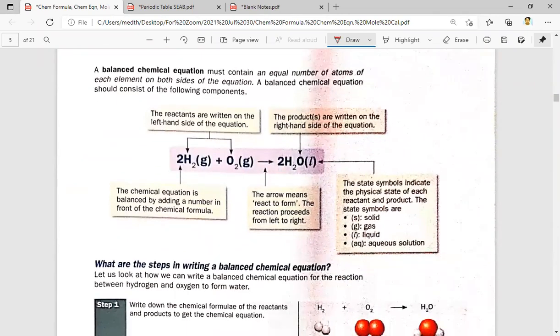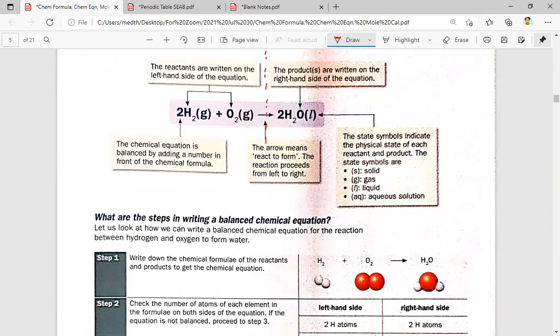This is an example of a balanced chemical equation. As I mentioned, draw the dot across. This part here is the reactants, the things that are reacting. This one here is the product, because it's after the arrow. Next, you can see the state symbols. Solid, we use S. G is for gas, L is for liquid. AQ stands for aqueous solution. Aqueous solution means dissolved in water. So take note of it.